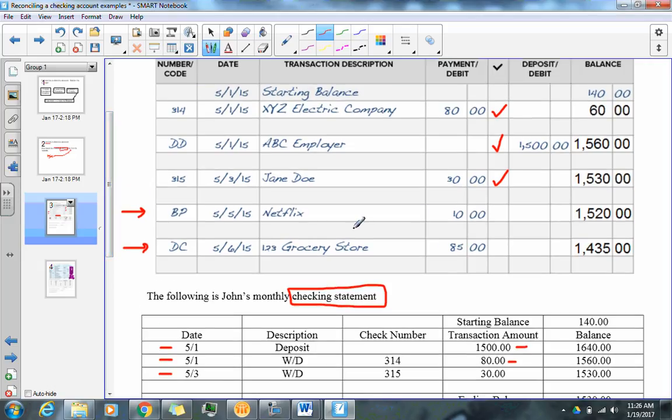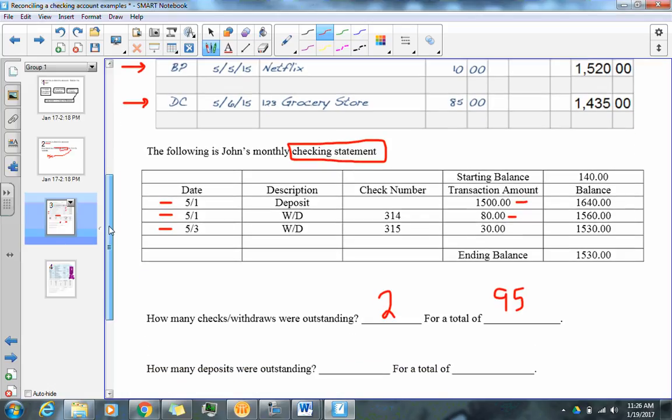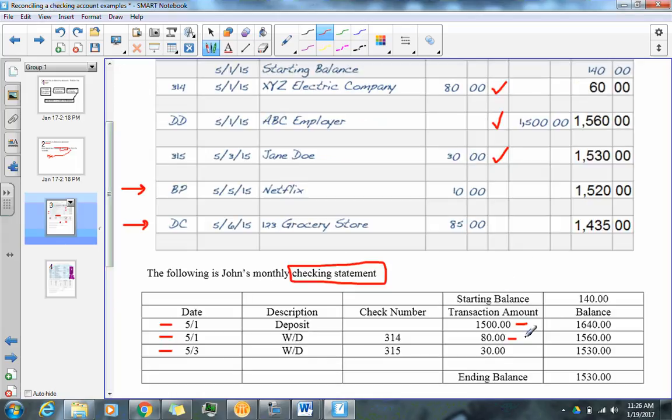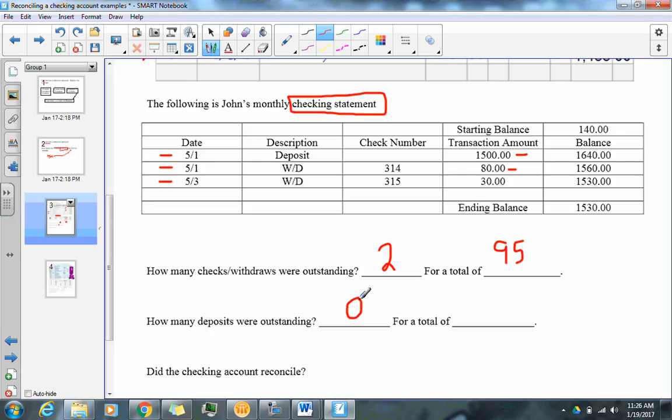So don't think that it's anything bad. If something hasn't been cleared, it's considered outstanding. Outstanding means it just hasn't been cleared with the bank, even though you wrote the check. So when it asks how many check withdrawals are outstanding, that means how many checks have not been cleared by the bank. Well, that's 2 checks so far, for a total of $95. Now, the next step is how many deposits were outstanding, meaning how many deposits have not been cleared by the bank. There was only one in this problem, and it's been cleared, so the answer is 0 deposits are outstanding for a total of $0.